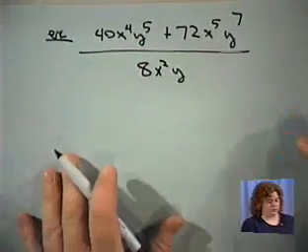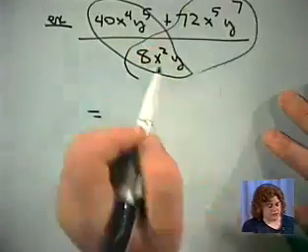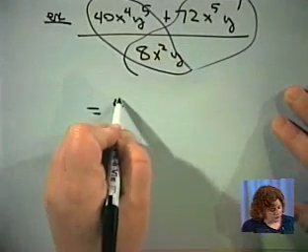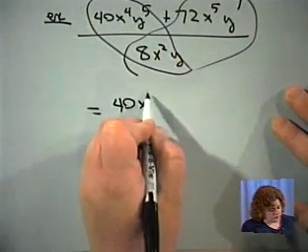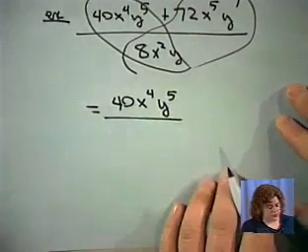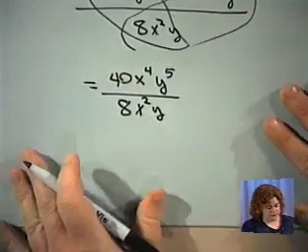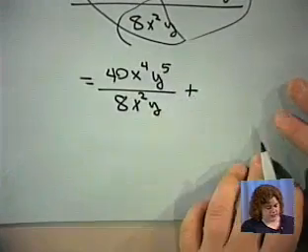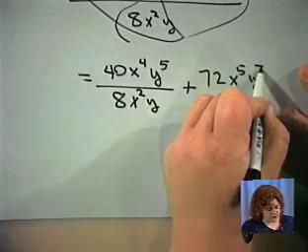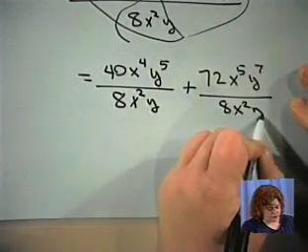We'll break it up into pieces. And you can draw circles if that helps you remember, at least on the smaller problems. We don't have too many things added up in the numerator. So we have our 40x to the 4th y to the 5th, divided by 8x squared y. And then we're adding to that 72x to the 5th y to the 7th, divided by 8x squared y.